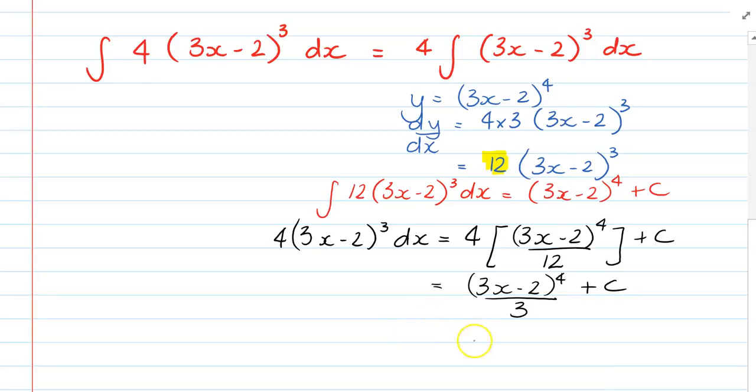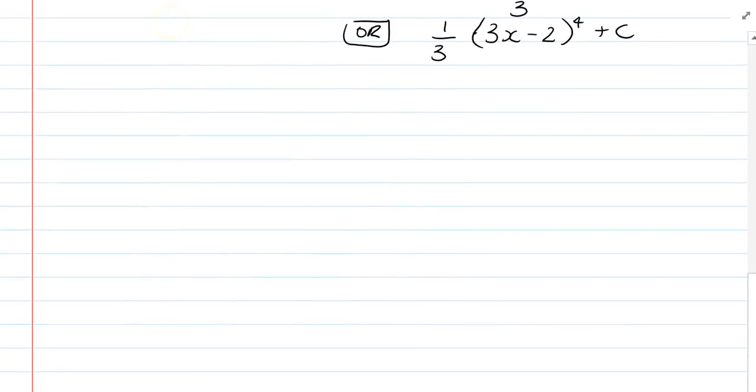Again, remember, you might find it written as 1/3 multiplied by (3x - 2) to the power of 4 plus c. Try and practice some more. Like I said, you should start to see that pattern forming, and that's how we come up with that basic rule. In fact, if you want to keep watching for another 30 seconds, I'll write that basic rule for you now.